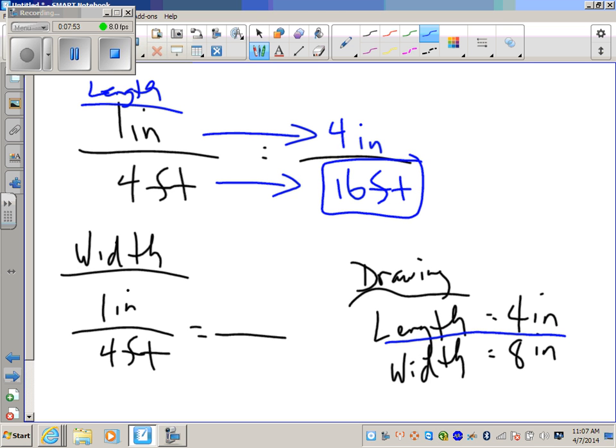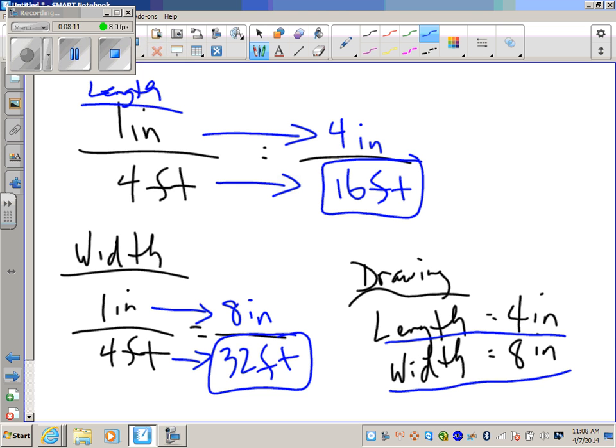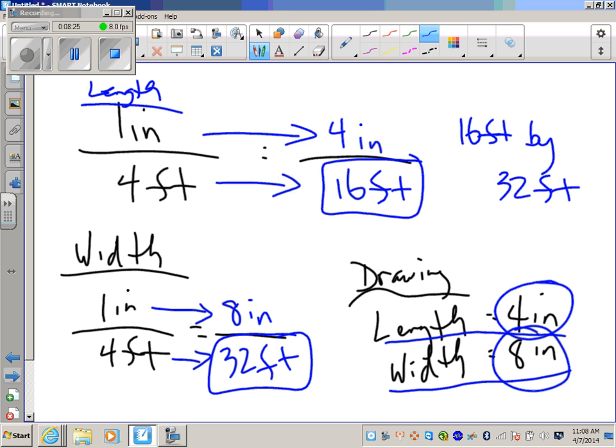16 feet. How are we going to set up the width? The width in the drawing is 8 inches. Where am I going to put the 8? On the top. Therefore, from 1 to 8, and then from 4 to 8. Okay. So in the drawing, I've got a 4 by 8, but in actuality, the size of the room is what? 16 feet by 32 feet. And that's how we would find the actual dimensions of the room, if that's the scale.